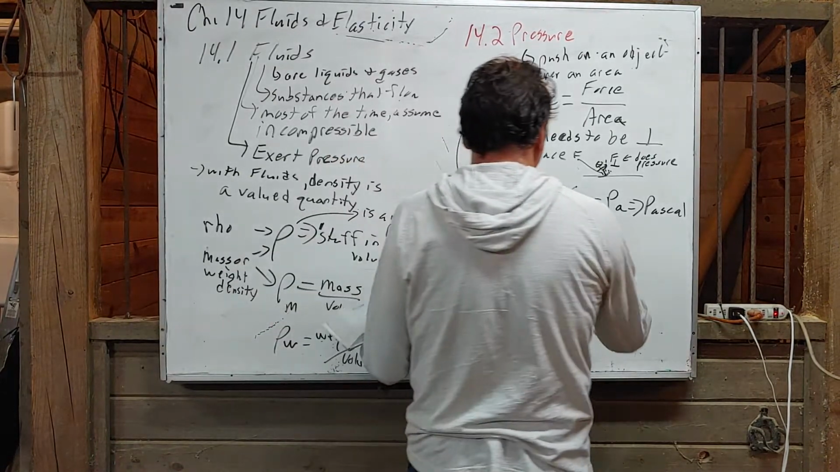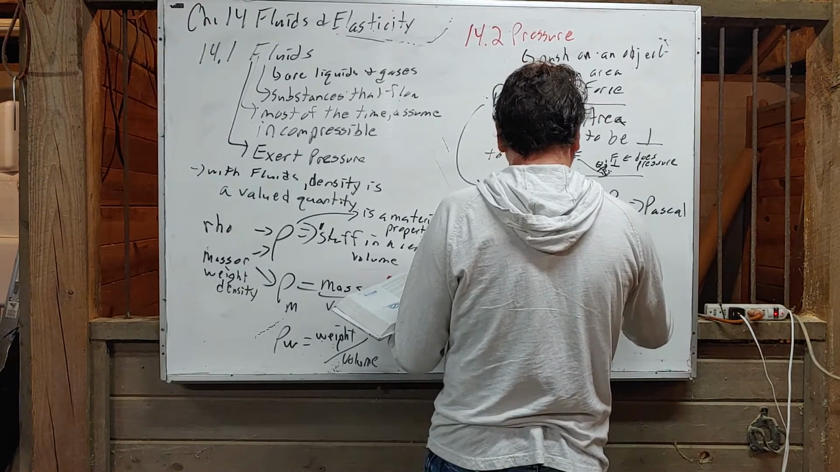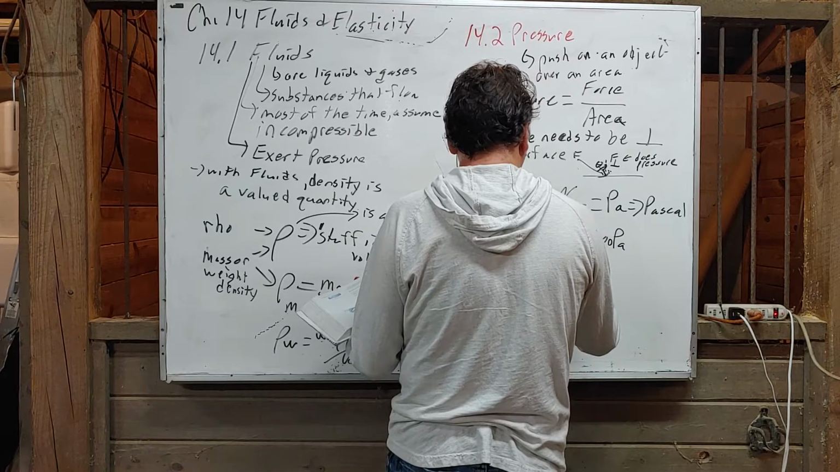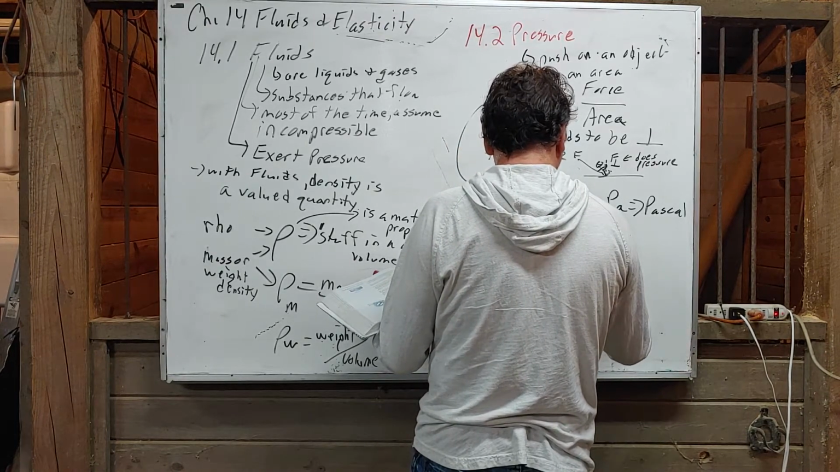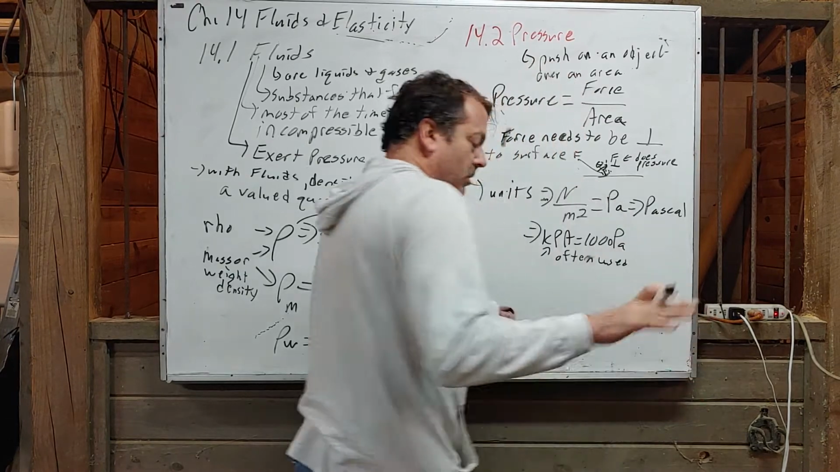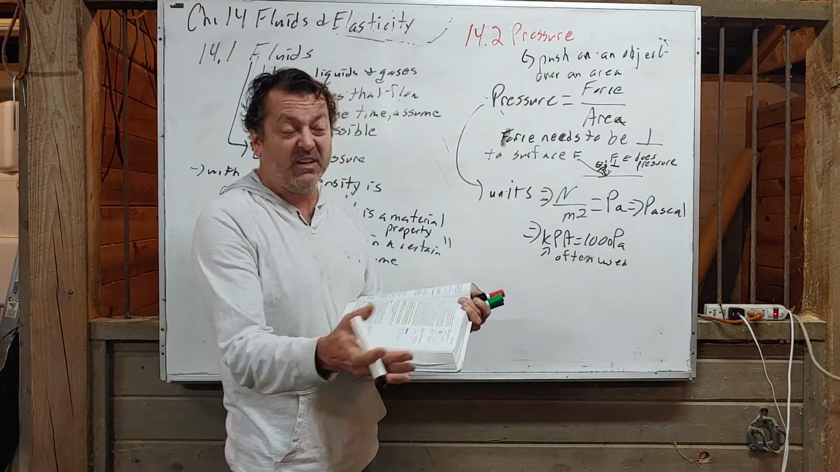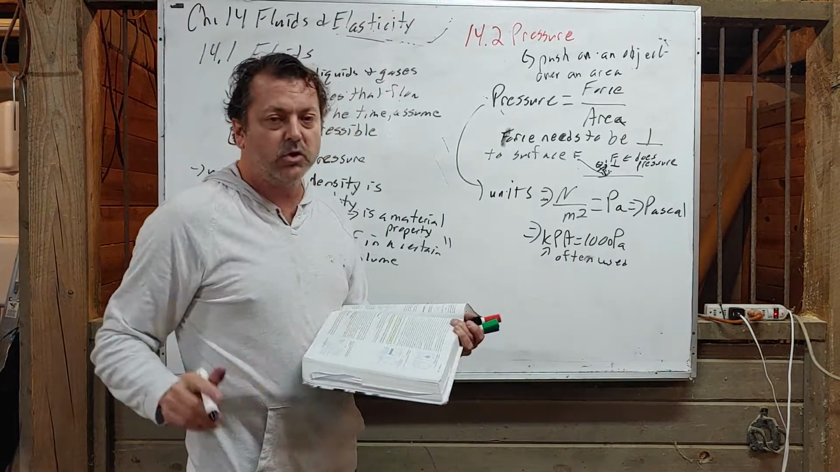So lots of times, kPa, which is 1,000 pascals, is often used. That's 1,000 newtons of push, which is about 255 pounds, if I'm not mistaken, over 1 square meter.